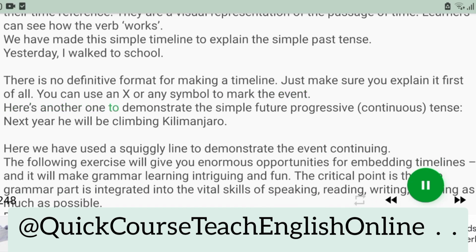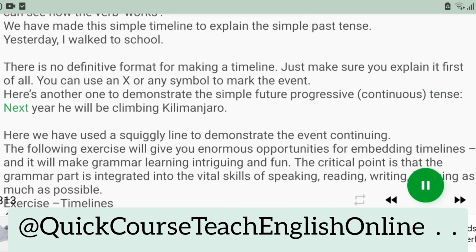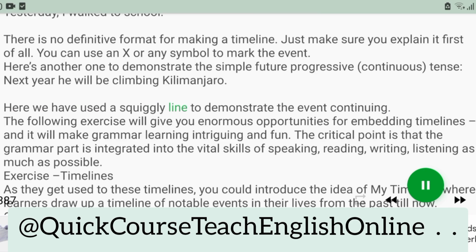Here's another one to demonstrate the simple future progressive continuous tense. Next year he will be climbing Kilimanjaro. Here we have used a squiggly line to demonstrate the event continuing.